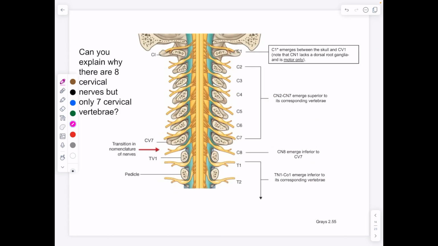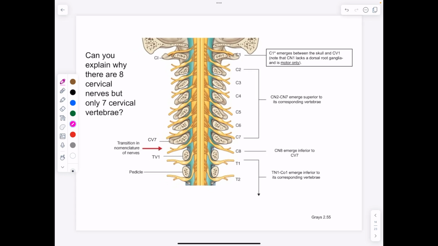All right, so why are there 8 cervical nerves but only 7 cervical vertebrae? Well, it just has to do with the transition. From C1 to C7, all of these nerves are superior to the vertebrae. You can see this is CV7, and the nerve right here is right there. And then after that, we transition. So we have C8, which is inferior, and after that, TV1 is inferior. The T1 nerve is inferior to TV1. C8 is our transition. C7 is our last nerve superior to its vertebra, and after that, everything is inferior to the vertebrae. It shares the same name.